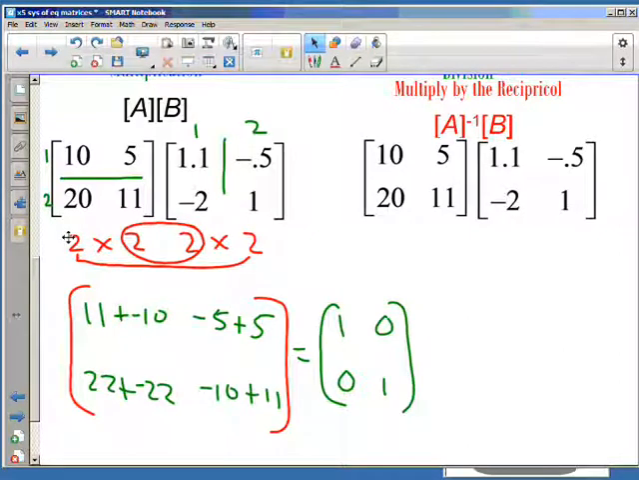Finally, multiplying by the reciprocal, we'll do that on the graphing calculator. See that later in another lesson.